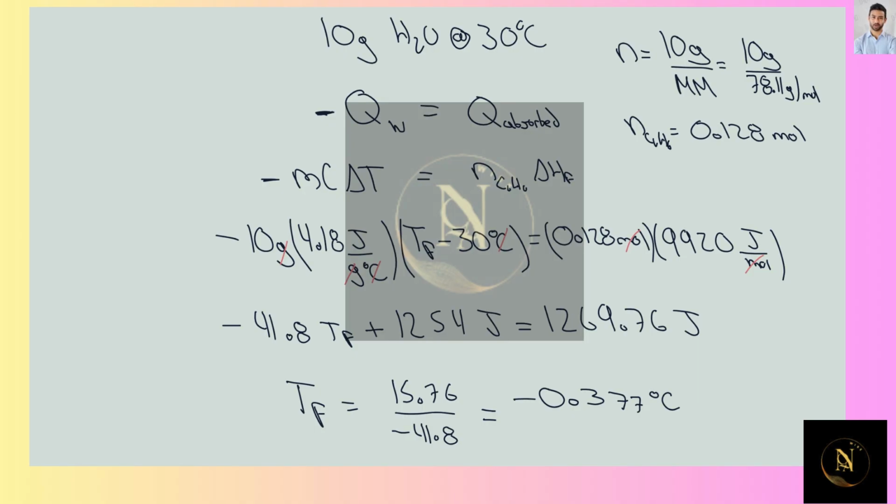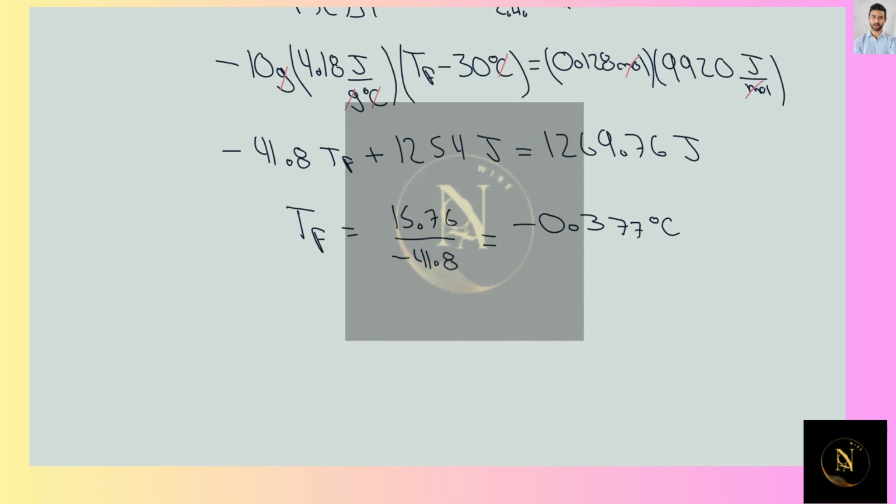So now, can we have water at minus 0.377 degrees Celsius? No, we cannot. So what is going to happen is that my final temperature will be equal to 0 degrees Celsius, and a portion of the water freezes.